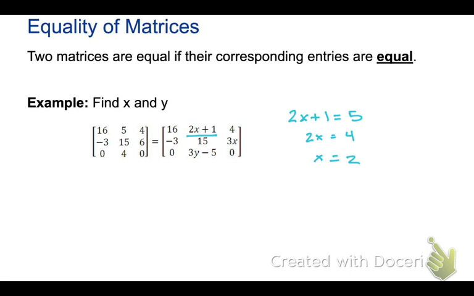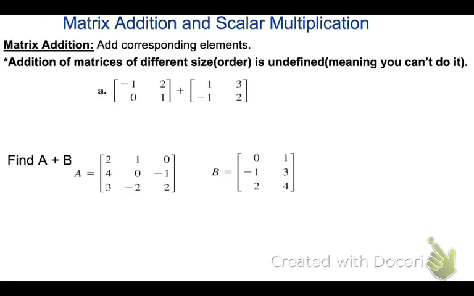I also could have put 3x equal to 6 and gotten what? 2. Make sense? So what does y equal? 4. 3y equals 3y minus 5. So 9, so 3. So corresponding terms are equal. Got it?